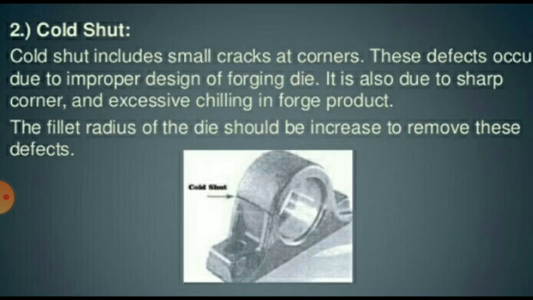Cold shuts or laps are short cracks which usually occur at corners and at right angles to the surface. They are caused by the metal surface folding against itself during forging. Sharp corners in dies can result in hindered metal flow, which can produce laps. So a cold shut includes small cracks at the corners, due to improper design of the forging die, sharp corners, and excessive chilling of the forged product.